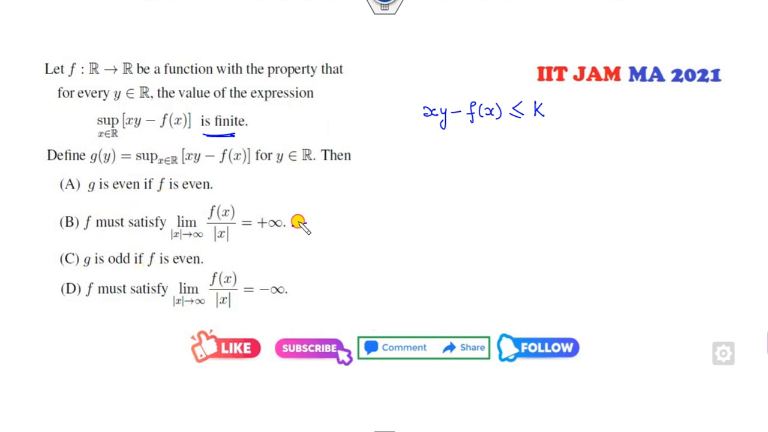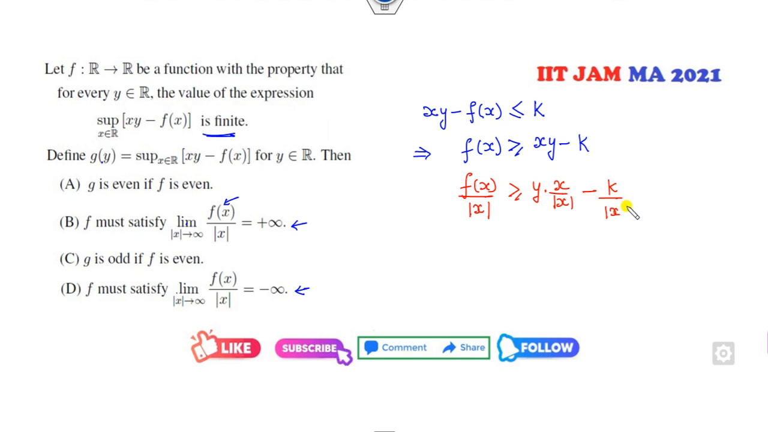Firstly, I will think about this part, because it does not involve g. I need the function f(x). Can you find the value of f(x) from here? f(x) should be greater than or equal to xy minus k. Then I can divide it by mod x. It is greater than or equal to y times x by mod x minus k over mod x.